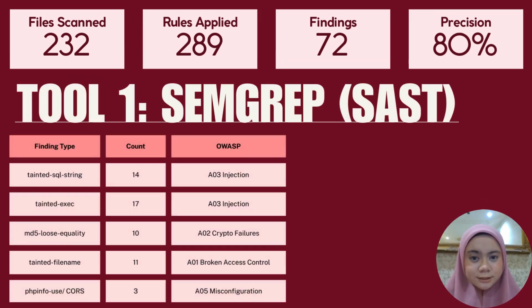Semgrep scanned 232 files and applied 289 rules, producing 72 findings. Based on a manual sample review, precision was around 80%. The top finding categories were tainted exec with 70 findings under injection, tainted SQL string with 14 findings also under injection, tainted filename with 11 findings under broken access control, MD5 loose equality with 10 findings under cryptographic failures, and PHP info use and CORS misconfiguration issues with 3 findings under security misconfiguration.